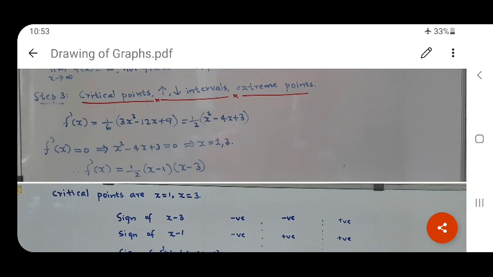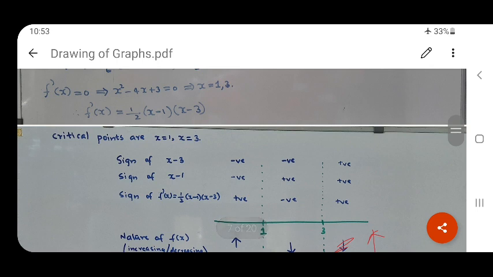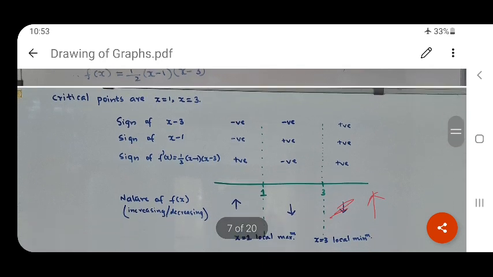So what we do is we split the entire real axis from minus infinity to infinity into 3 parts at x equal to 1 and at x equal to 3. So what we have done is we have drawn the real axis, and at 1 and 3 we marked it. So we split from minus infinity to 1, 1 to 3 and 3 to infinity. Okay. So critical points are x equal to 1 comma 3.